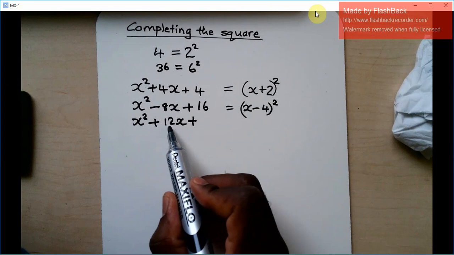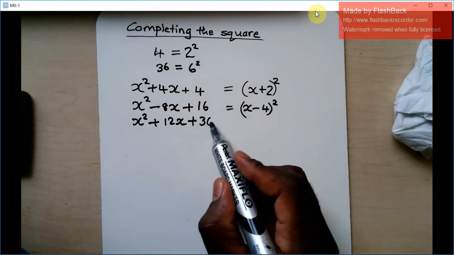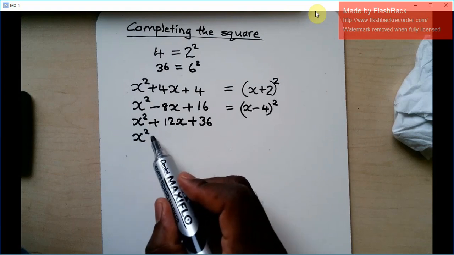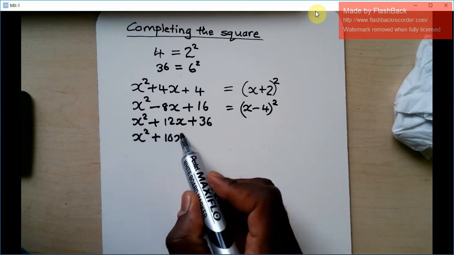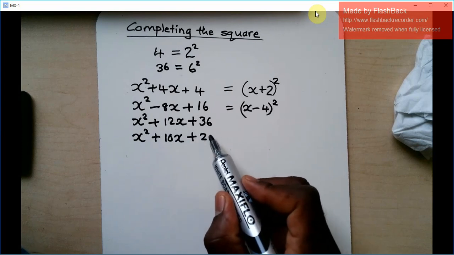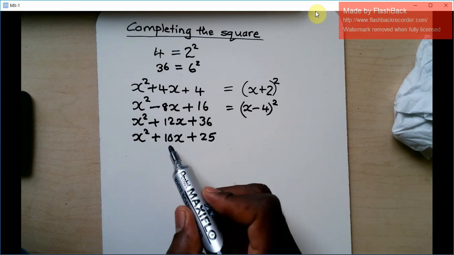Half of 12 is 6. If you square 6, you get 36. Another example is x squared plus 10x. It shall be followed by plus 25, because half of 10 is 5. You square it, you get 25.